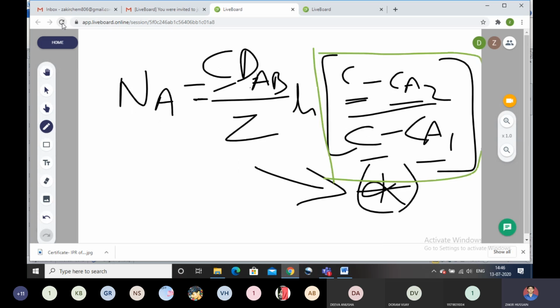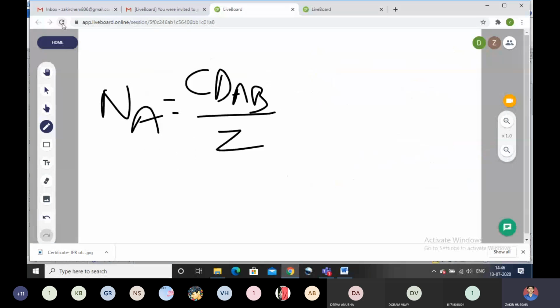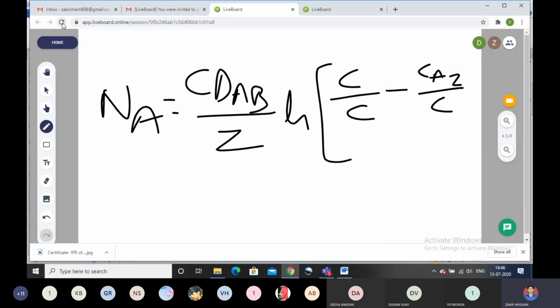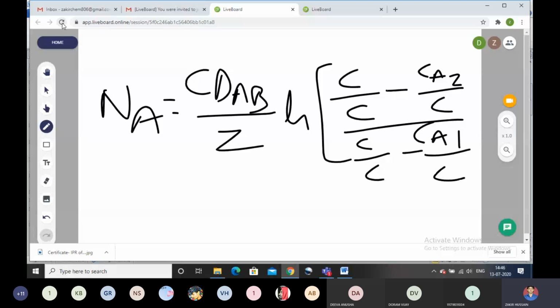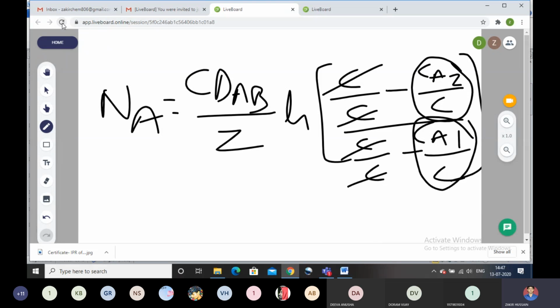Now we can see Na is equal to C dAB will remain same, C dAB by Z into ln. Within this term we have to divide by C: C minus Ca2 divided by C whole divided by C minus Ca1 divided by C. So C will be cancelled out. So we already know Ca2 by C and Ca1 by C: individual concentration divided by total concentration is nothing but mole fraction.